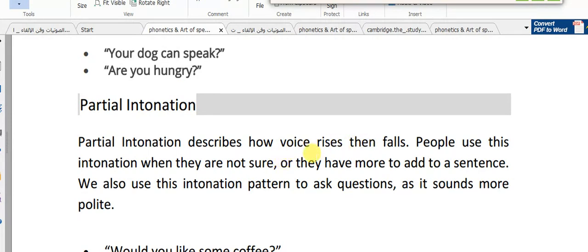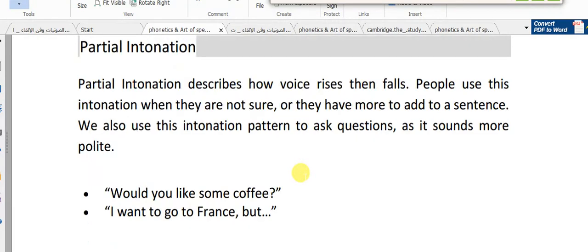طيب في الباتشر انتونيشن بقى او الحيادي الانتونيشن الطبيعي والحيادي describes how voice rise then fall يطلع ويروح، going up and down at the same time. People use this intonation when they are not sure مش متأكد or they have more to add to a sentence. لسه هيكمل الجملة يعني دايما تبقى مع short stops.